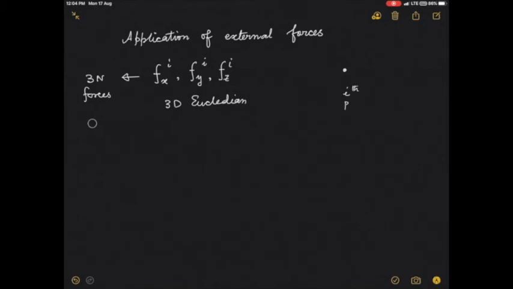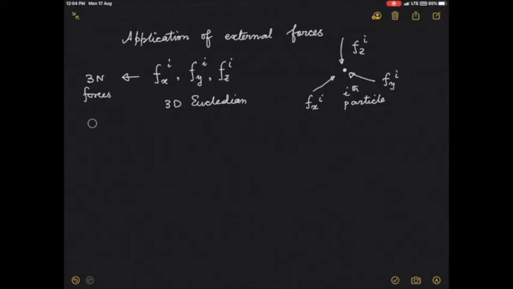And for the ith particle, there is a force along x acting on the particle, which is fxi. There is a force along y acting on the particle, fyi. And there is a force along z acting on the particle, fzi. And obviously some of them can be in the opposite direction, whatever you choose, but it's just one example. So these are the forces.